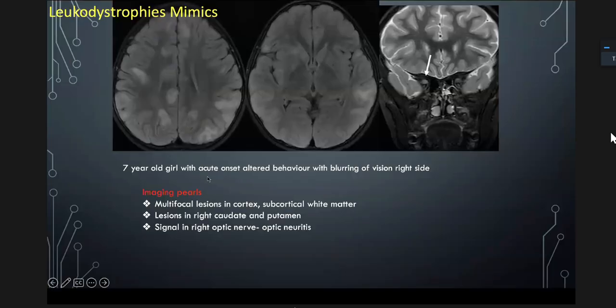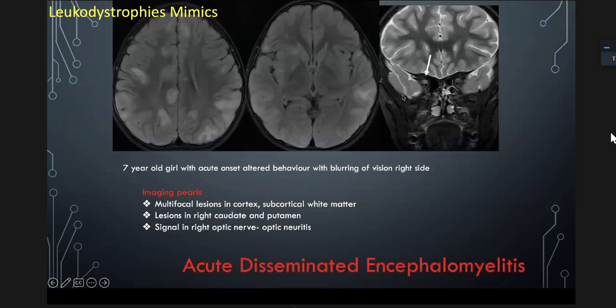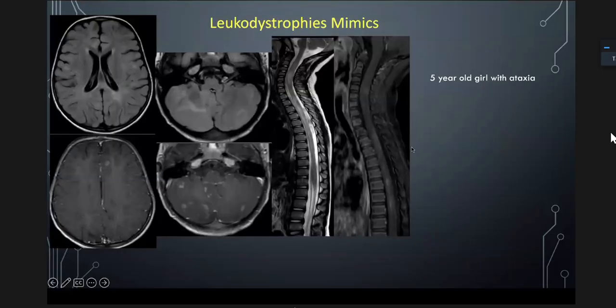Lastly, we have this 7-year-old girl with acute onset of altered behavior, blurring of vision in the right eye, focal, multifocal lesions involving the cortex, subcortical white matter, lesion in the caudate, the basal ganglia, and there is a signal in the right optic nerve. So there is right optic neuritis. So this was a case of ADEM or demyelination. So when you have involvement of optic nerve with cortex, subcortical involvement, focal, multifocal, think of a demyelinating disease rather than leukodystrophy.